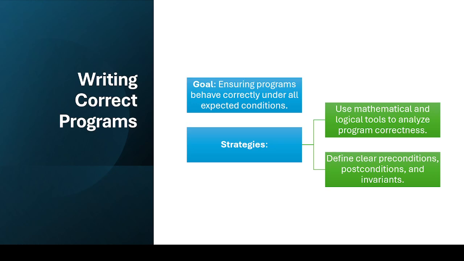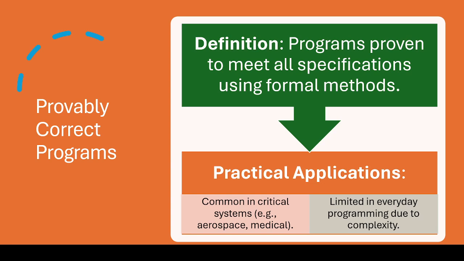So, writing correct programs. The goal is ensuring programs behave correctly under all expected conditions. Some strategies would be using mathematical and logical tools to analyze program correctness and define clear preconditions, postconditions, and invariants. Provably correct programs are programs proven to meet all specifications using formal methods. Some practical examples are common in critical systems like aerospace and medical, and limited in everyday programming due to complexity.